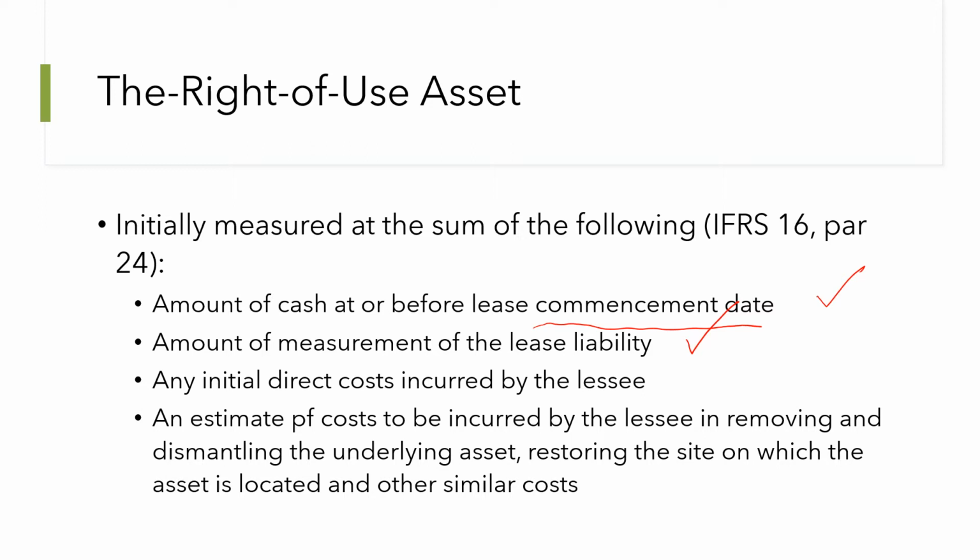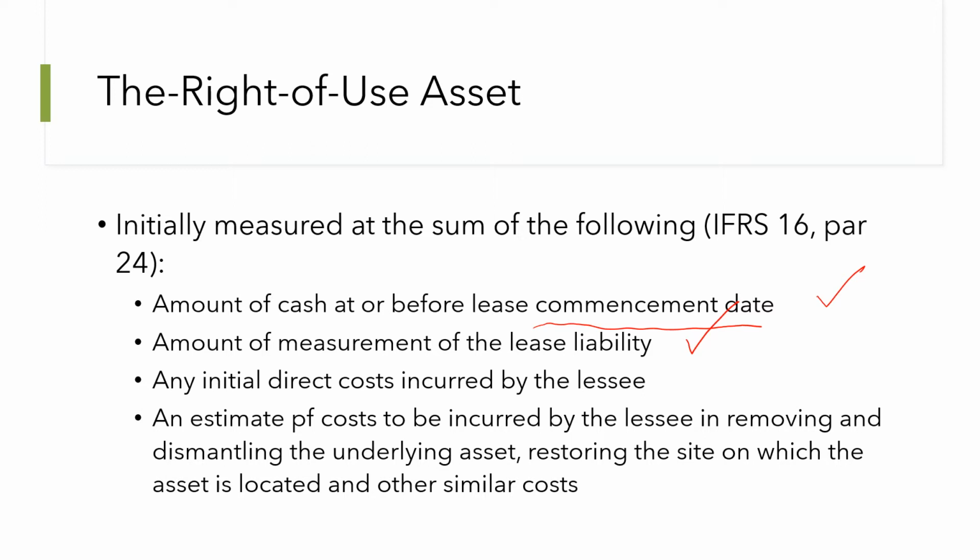In this case, this is the leased asset or the right of use asset. And also, just like an ordinary PPE, we need to estimate the cost to be incurred by the lessee in removing and dismantling the underlying assets. So if you remember, the removing or dismantling cost, or decommissioning cost, should be part also of the cost or component of cost of the right of use assets or leased assets.